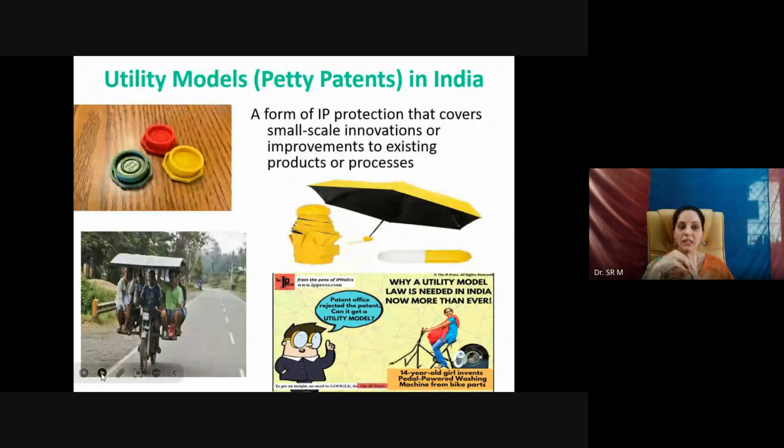Here again, the eligibility criteria include, first and foremost, novelty. The utility model must be new, and it must not be published elsewhere or publicly disclosed before the filing date.